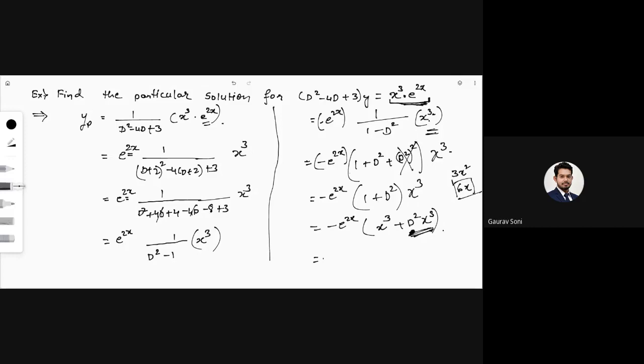So this will be minus e to the power 2x, x cube plus 6x. This is your yp, the particular integral.